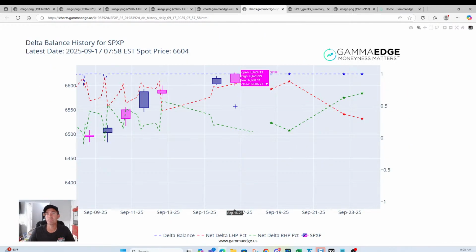All right, looking at the SPXP delta balance. So again, we separate those price action planes, the SPX structure above spot price and below spot price. So the red is the below spot price. That would include your in the money calls as well as out of the money put hedging. And the green dotted line would be the right-hand plane above spot price. Those would include your out-of-the-money calls and in-the-money puts.